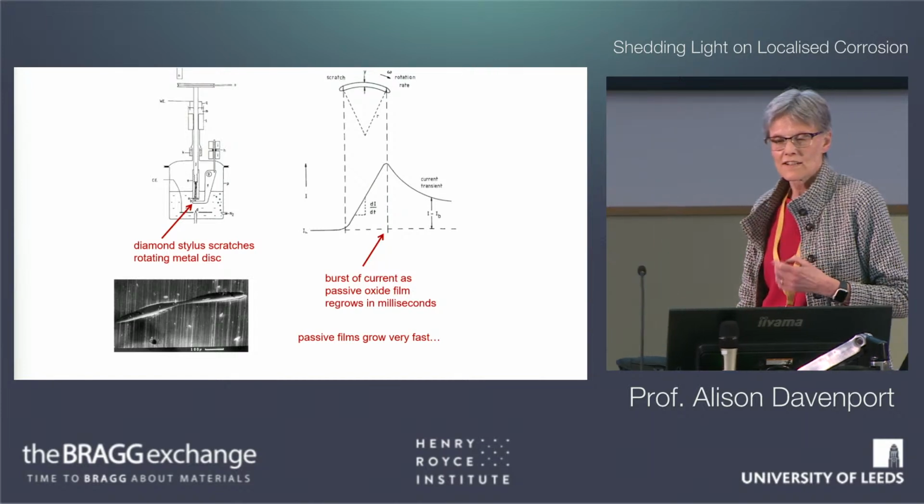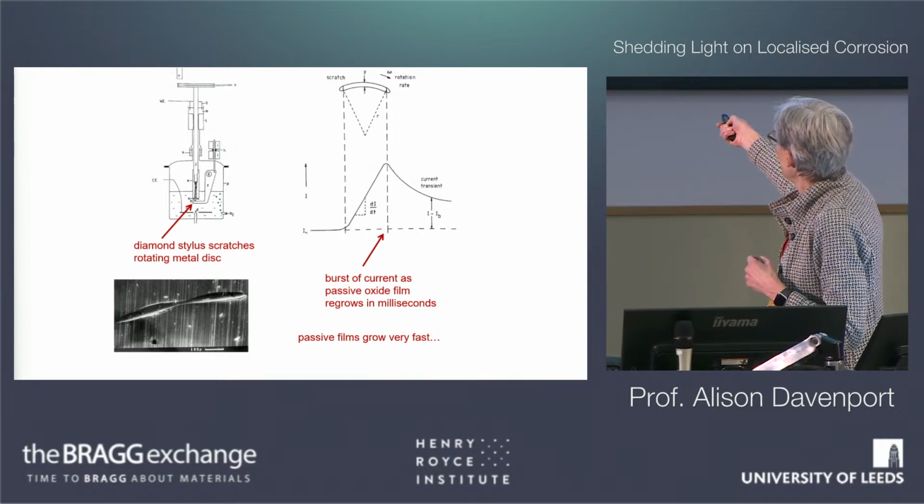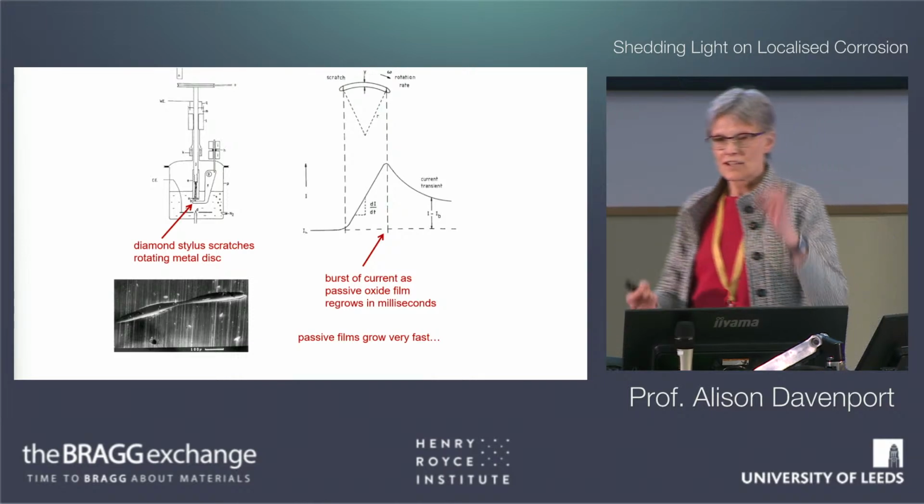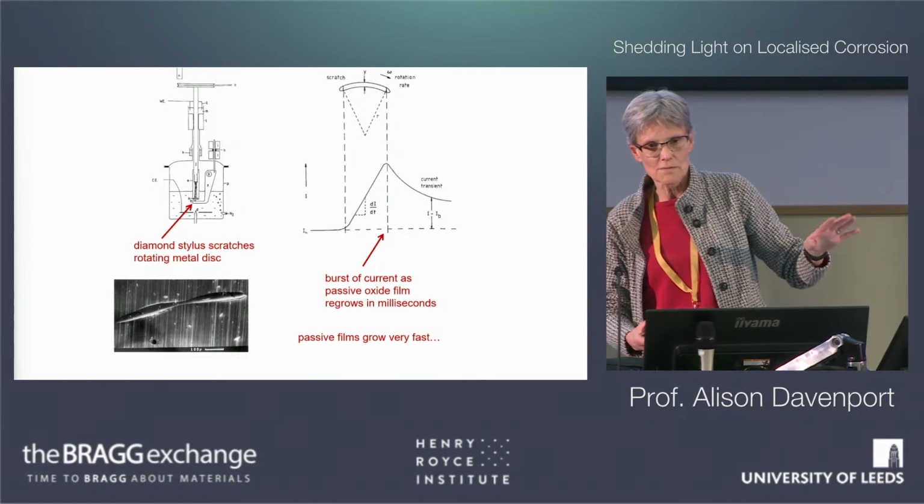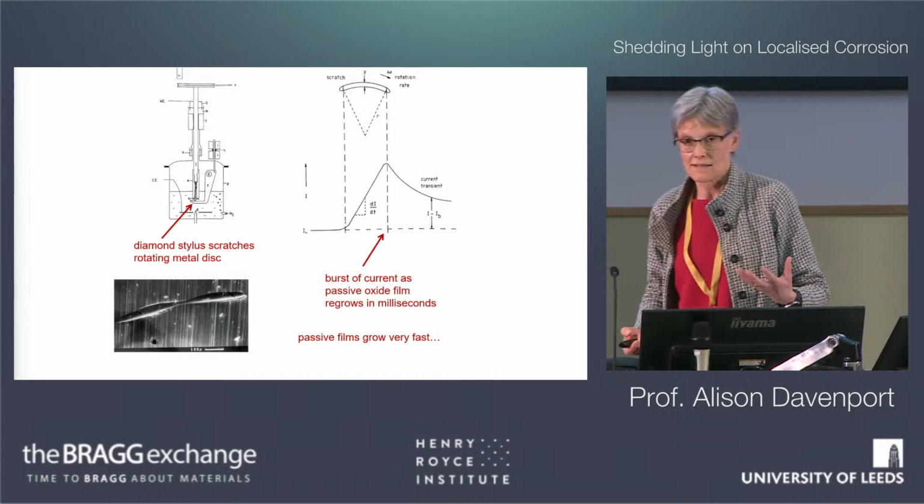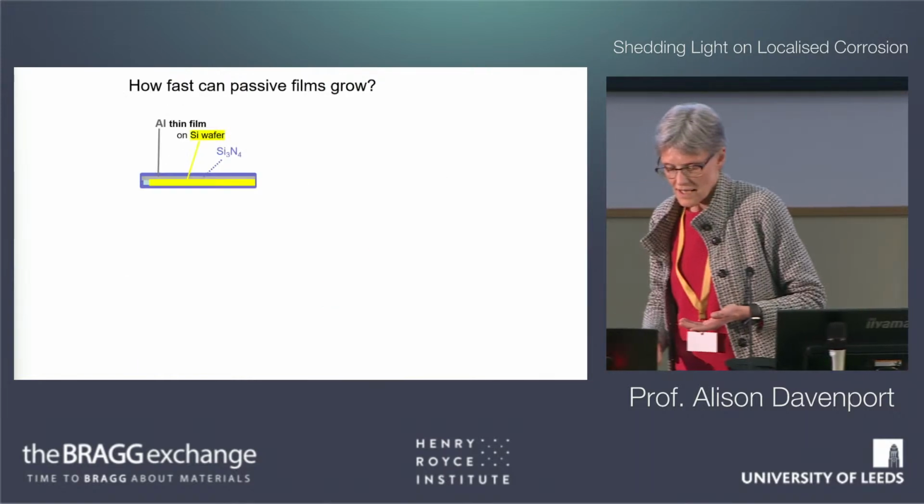And when you actually scrape a piece of metal under electrochemical control, you can see the oxide film starts to grow very rapidly, and then as it grows thick enough, it switches off the current completely, everything stops happening, and that happens in milliseconds. So the growth really is fast.